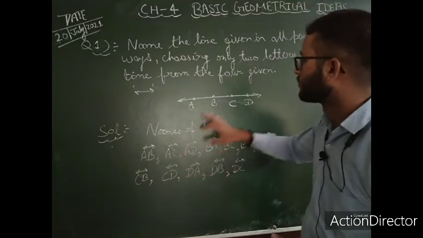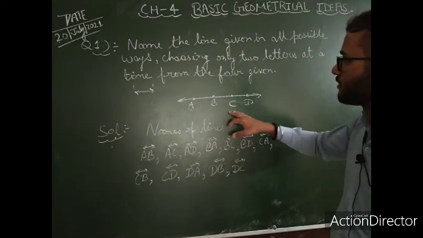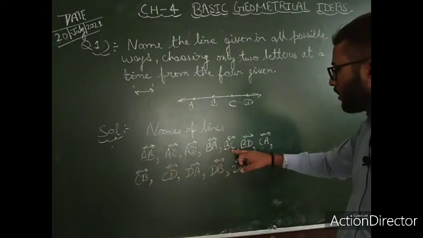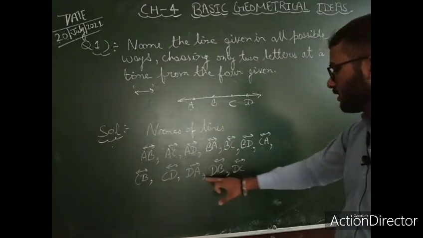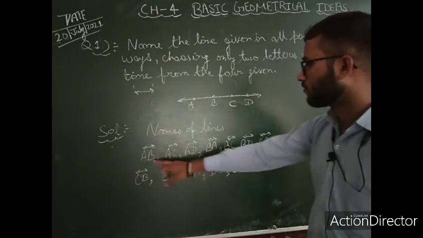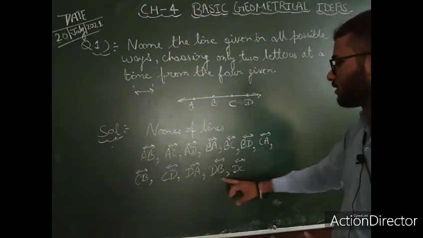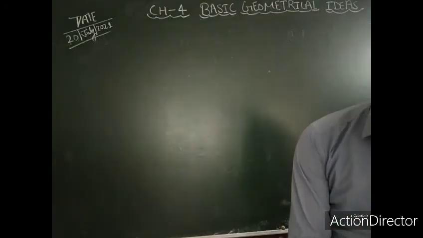Now the total ways to write the name of this line: AB, AC, AD, BA, BC, BD, CA, CB, CD, DA, DB and DC. 1, 2, 3, 4, 5, 6, 7, 8, 9, 10, 11, 12. Total 12 ways to write the name of this line.